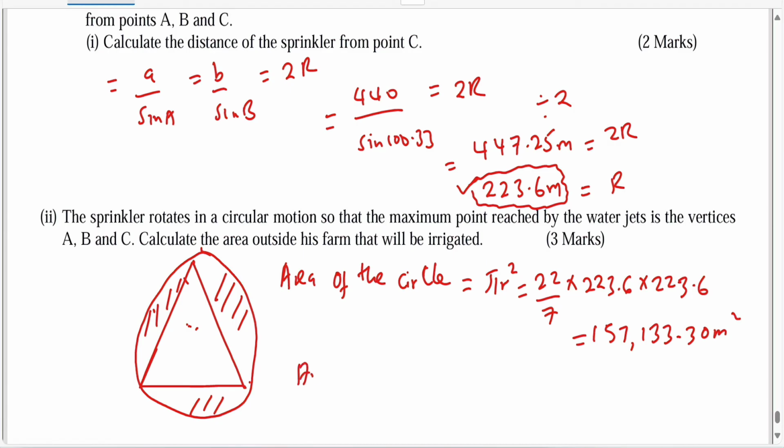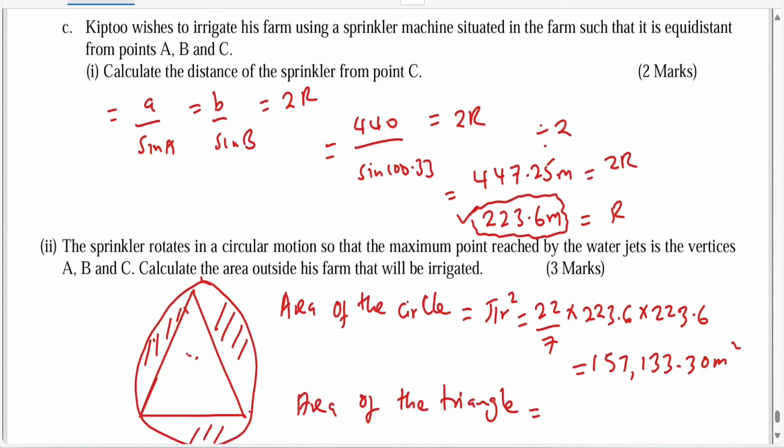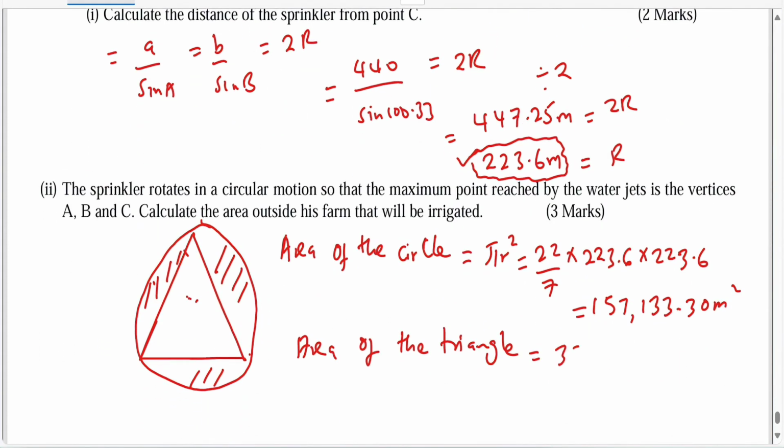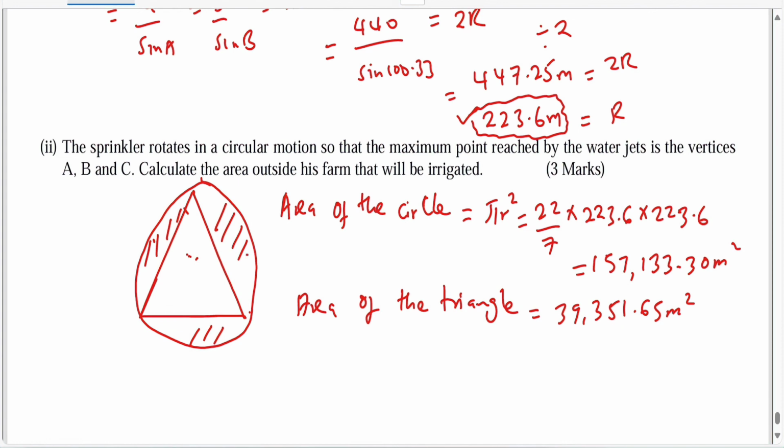Area of the triangle tulipata ile ambayo iko in terms of meters square tulipata hapo, tukasema ni 39,351.65 square meters. Sasa kupata hiyo jibu pia ni rahisi. Okay, so to get that question, so for you to get this shaded part, what do you do? You take the area of the circle minus the area of the triangle.